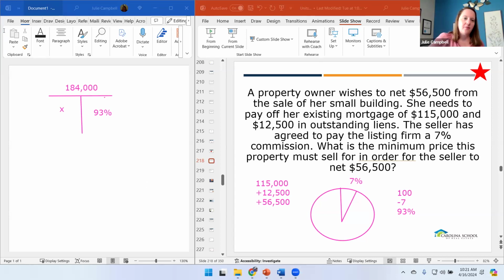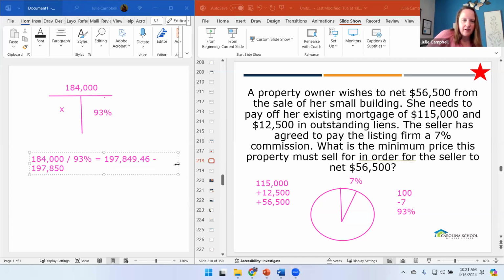That fourth line on the T-bar means divide. So we take 184,000 divided by 93%. So I get a sales price, and I'm just going to look at 840.46. And they may want you to round. Questions tell you if they want you to round.